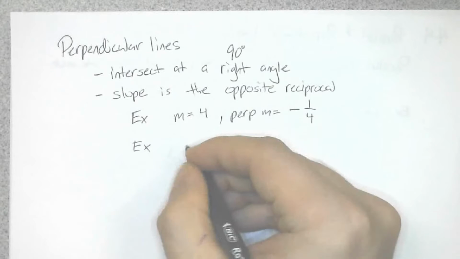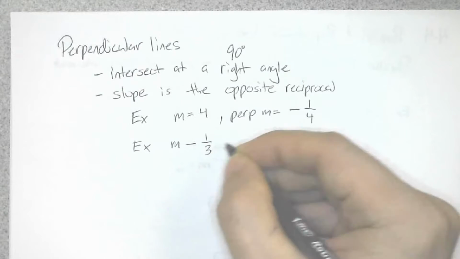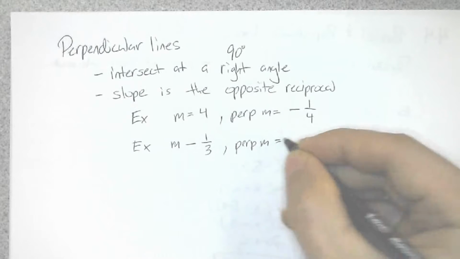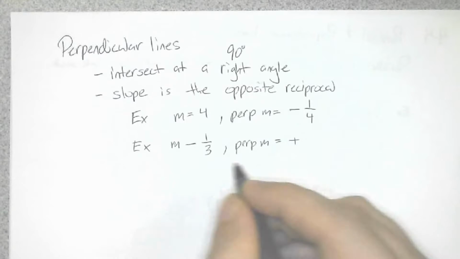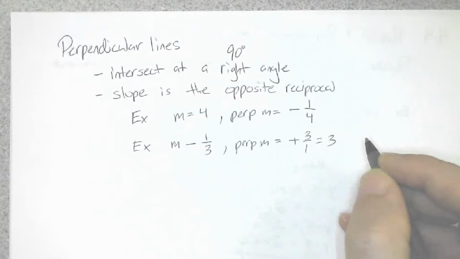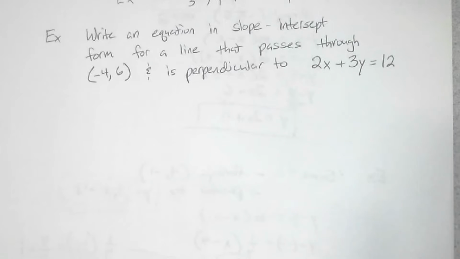Another example, suppose I had a slope of negative 1/3. The perpendicular slope to that would be the opposite, positive, and reciprocal, 3/1, which equals 3 whole. So let's take a look at an example of writing an equation in slope-intercept form when we have perpendicular lines.